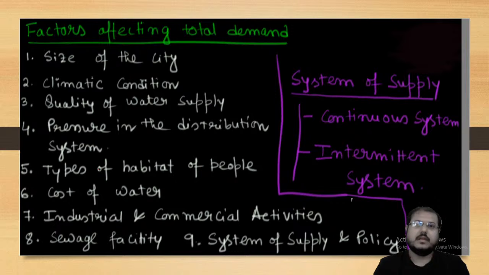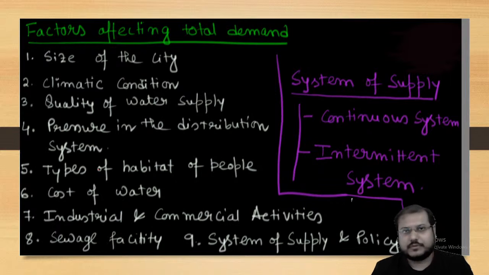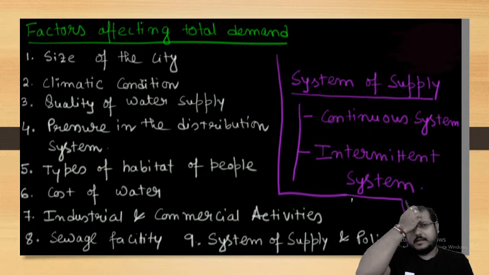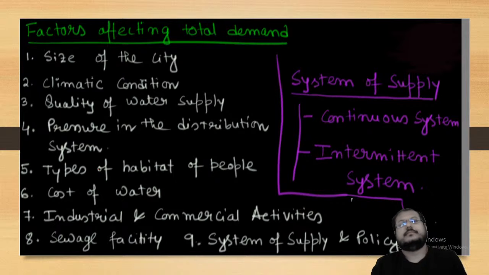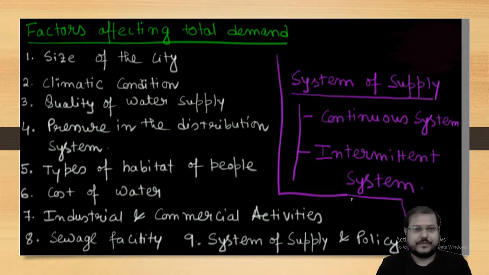Now, we have written the factors affecting total demand. First of all, I have listed the different factors जो आपको total demand को affect करेगा, and then we will go for the description of those factors. Firstly, there will be size of the city. Then there is climatic condition. Then there is quality of water supply. Let me tell you the points, then I will explain everything.